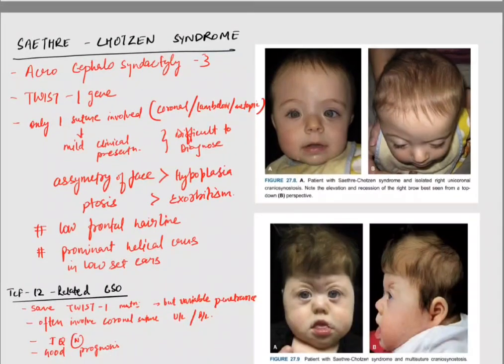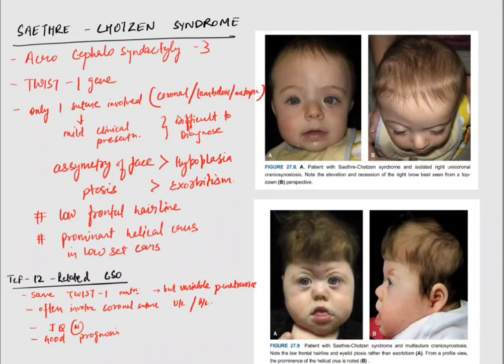Now coming to Chotzen syndrome. Chotzen syndrome is also known as Acrocephalosyndactyly Type 3. There is a TWIST1 gene mutation. Here only one suture is involved, either coronal, lambdoid or metopic. Because only one suture is involved, there is a very mild clinical presentation. Therefore, diagnosis is sometimes difficult.